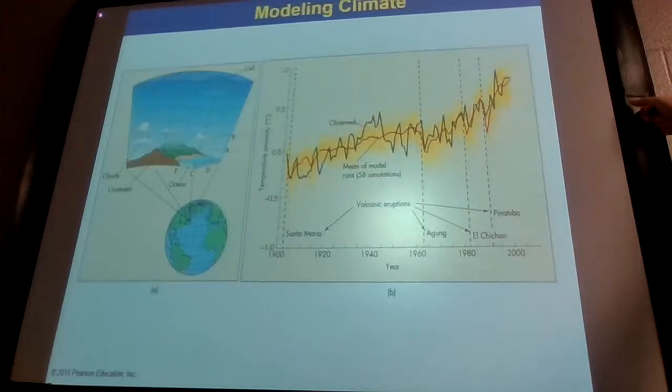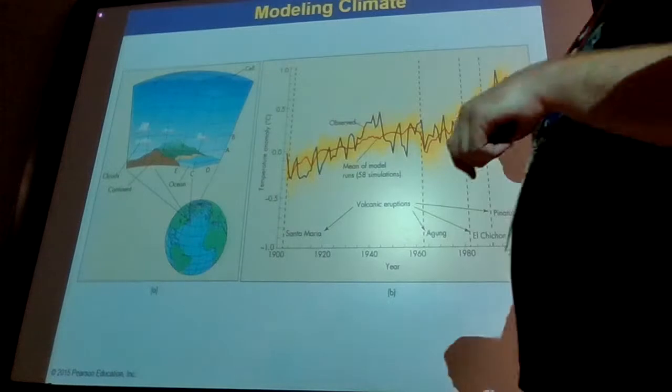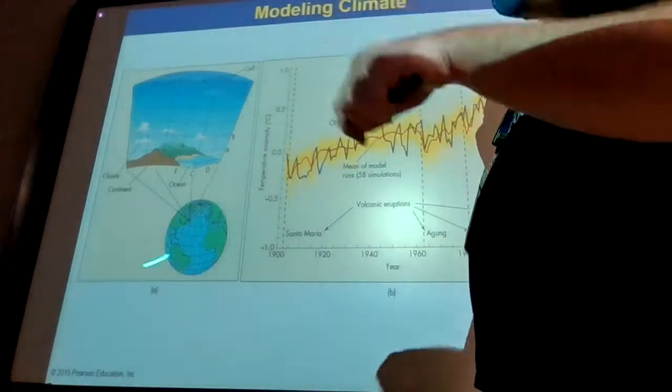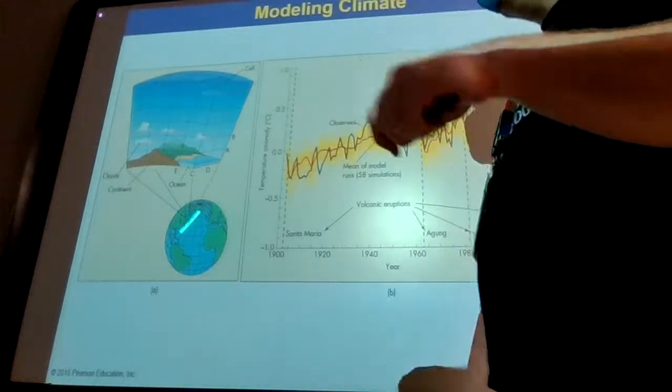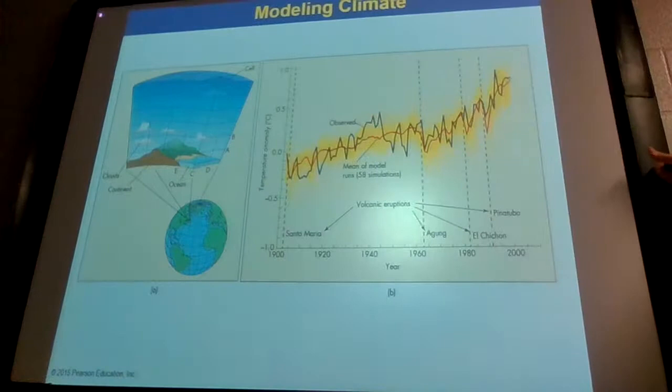So what are we looking at? Modeling climate. They're showing temperature increases here from 1900 to 2000. This is compared to the average. So this is change in temperatures. And I don't really know what they're showing over here. It's just like a model of the Earth. But let's see.